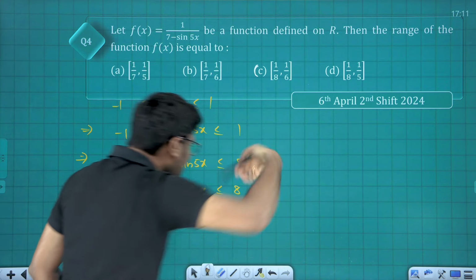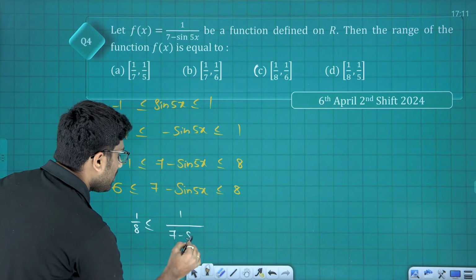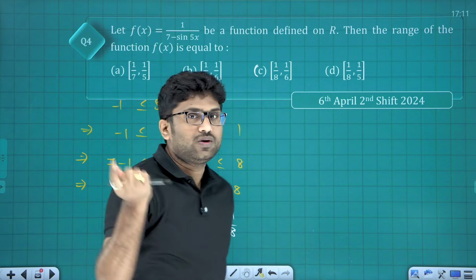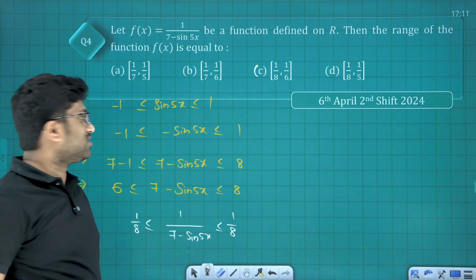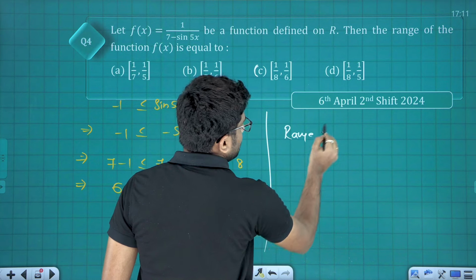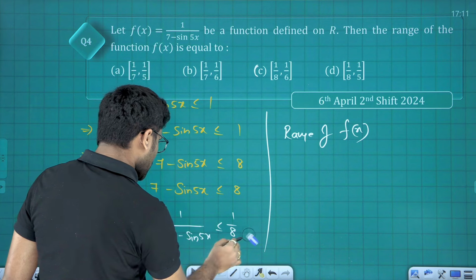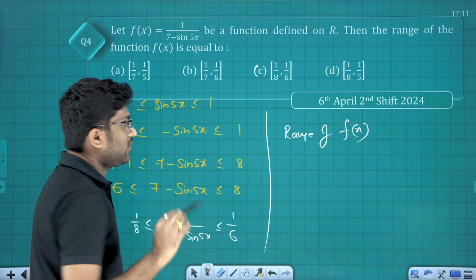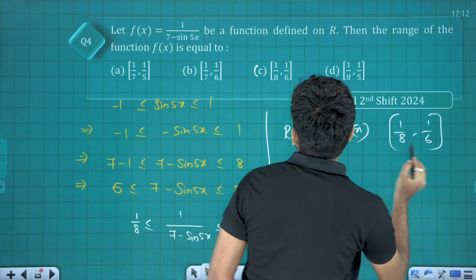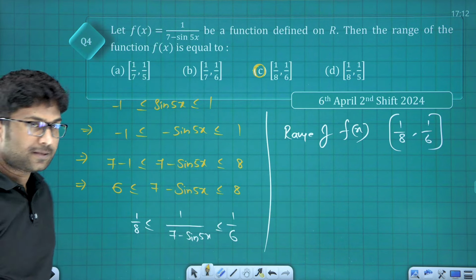When you take reciprocal, friends, 1 by 8 will be less than or equal to 1 by (7 minus sine 5x), less than or equal to 1 by 6, because when you take reciprocals, the inequality sign will be interchanged. So hence what is the range of our f of x? Range of f of x will be from closed 1 by 8 to closed 1 by 6. Answer is option C. Clear?